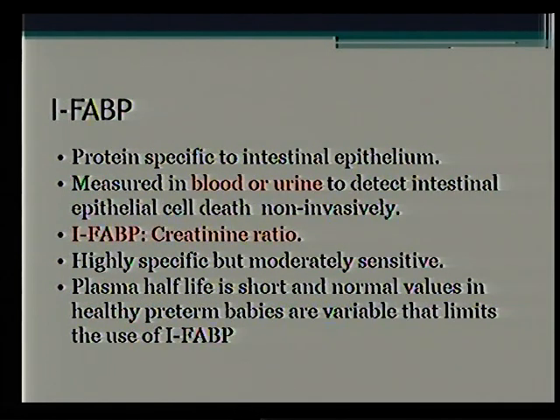So intestinal fatty acid binding protein is a protein which is specific to the intestinal epithelium. Since it is very specific to the intestine, it can be detected either in the blood or urine to detect intestinal epithelial cell death. That means it is one of the important markers specific for the diagnosis of NEC. With further refinement, the intestinal fatty acid binding protein to creatinine ratio in the urine, levels more than 70 indicate the severity of the intestinal damage. So it is not only a diagnostic marker but also a severity marker. Of course it has its own shortcomings, that's okay.